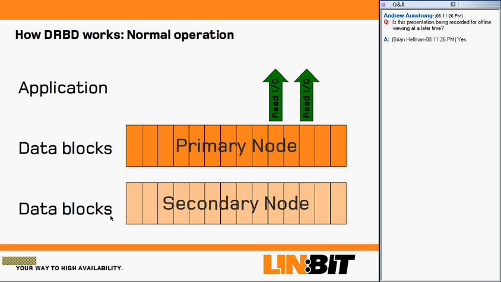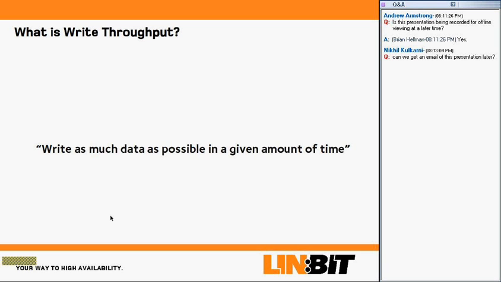So when we consider the two aspects of write performance, the first that I'm going to be talking about is throughput. Evaluating throughput basically means writing as much data as possible to a particular device in a given amount of time, or simply writing a huge amount of data and then calculating the time that it took to write. So what affects DRBD write throughput?